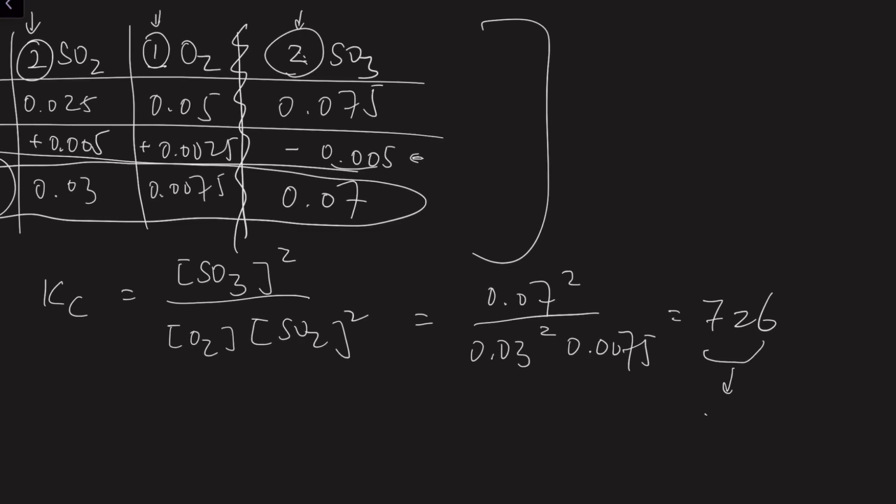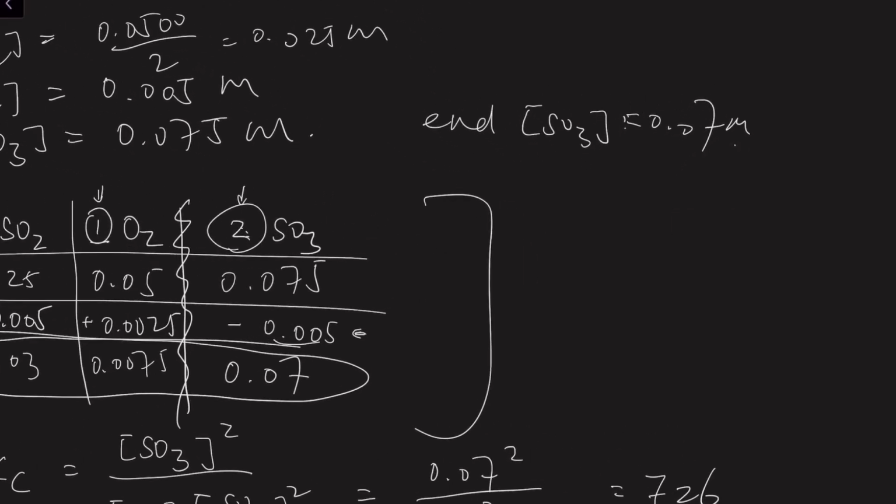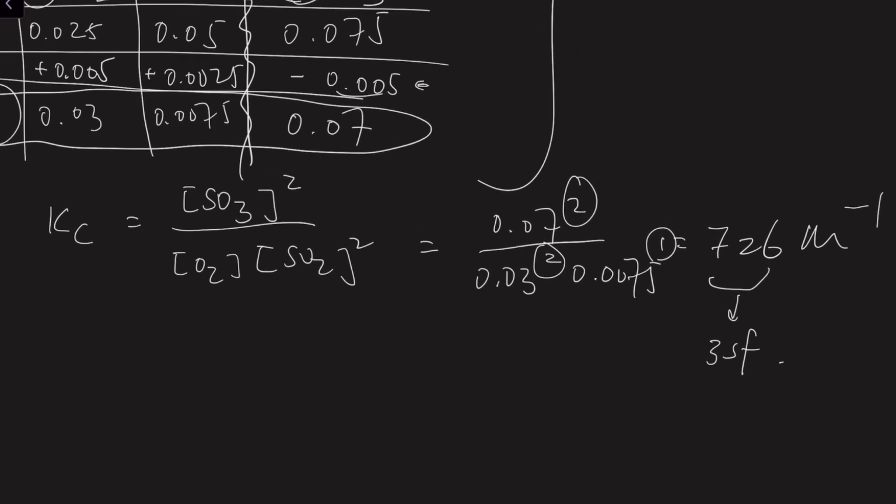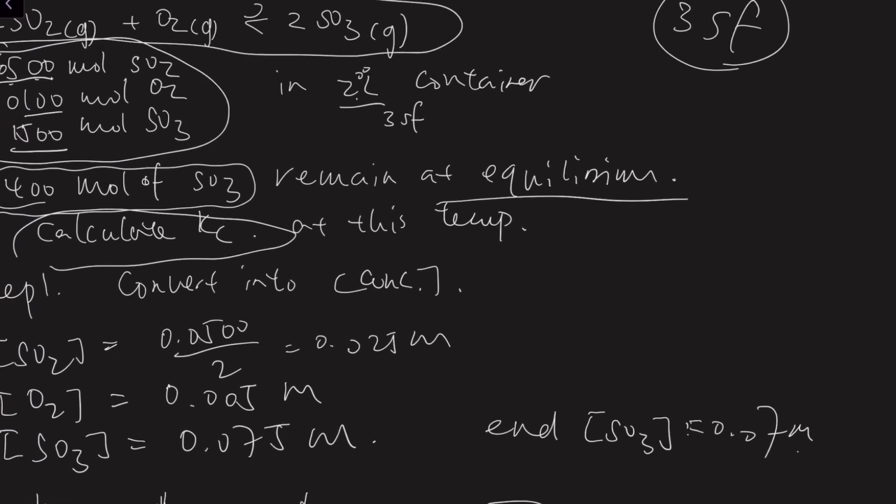This is 3 significant figures. So it is correct because we require 3 significant figures in our answer. What is the unit? 2 minus 3, so M to the power of -1. So this is how you solve this kind of more complicated problem.